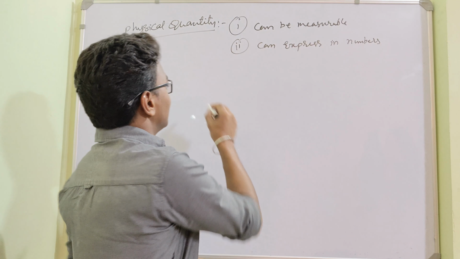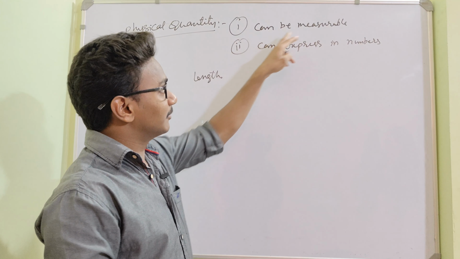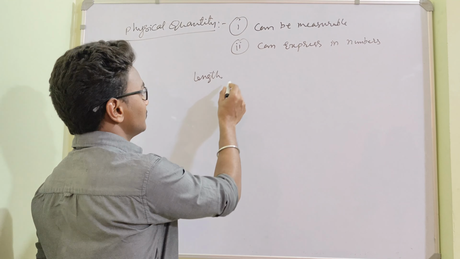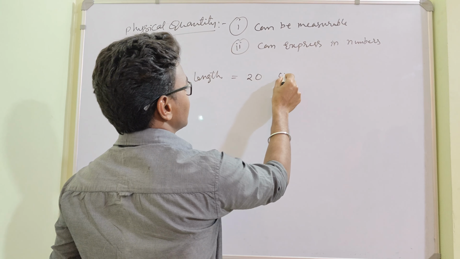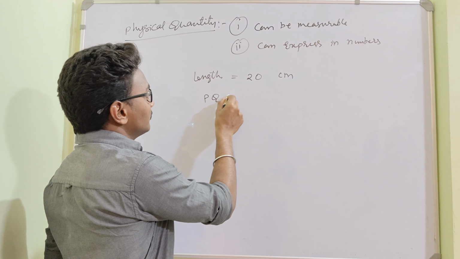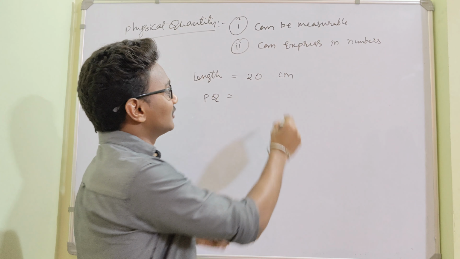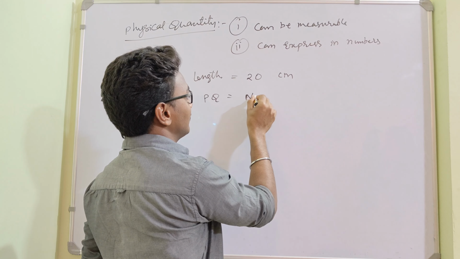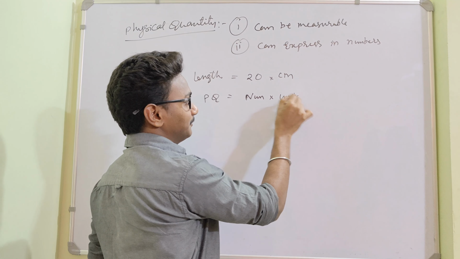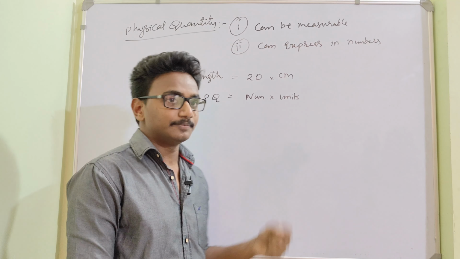For example, length. Length is a physical quantity because we can measure it and we can express it in terms of numbers. Suppose 20 centimeters. Any physical quantity has two parts. One is the numerical part, another one is the unit part. This is the numerical part multiplied by units. Okay, we'll discuss these units later.